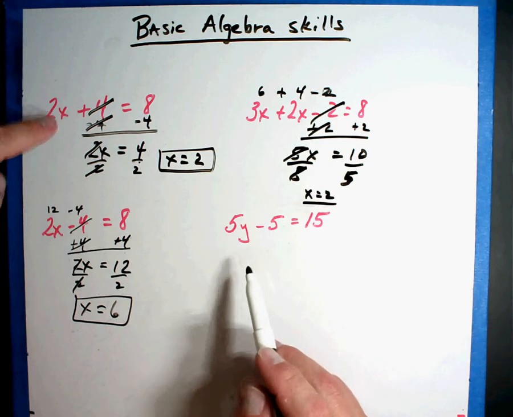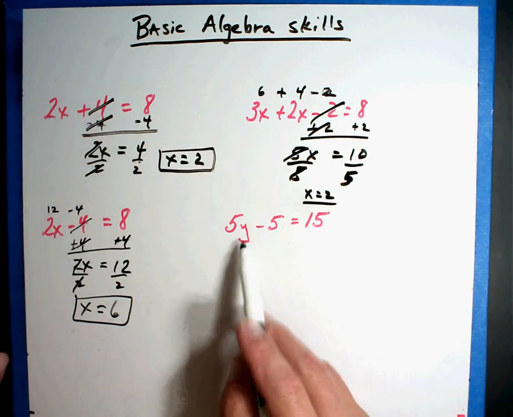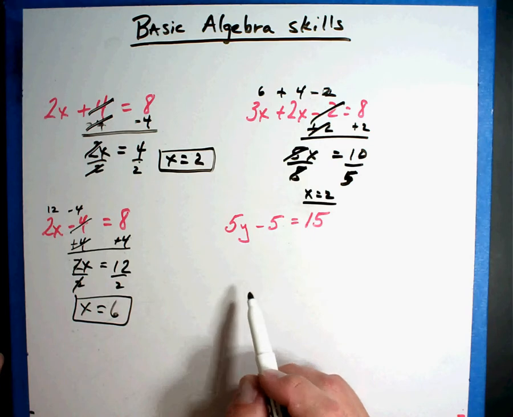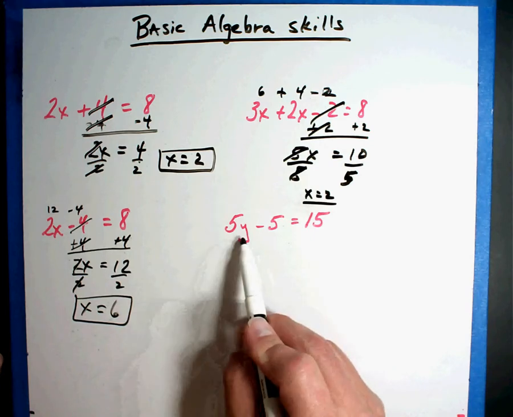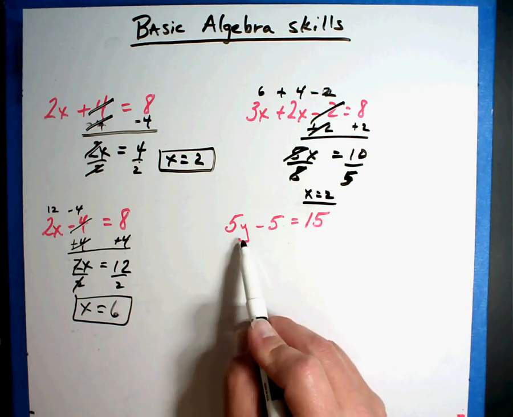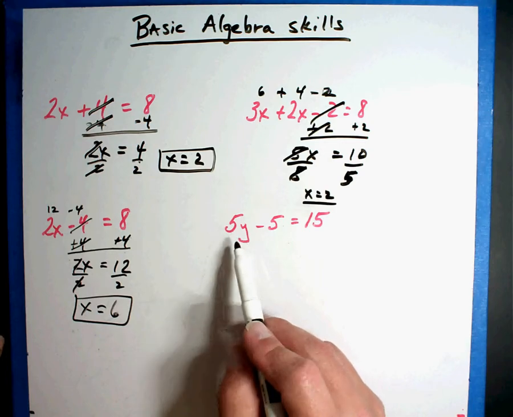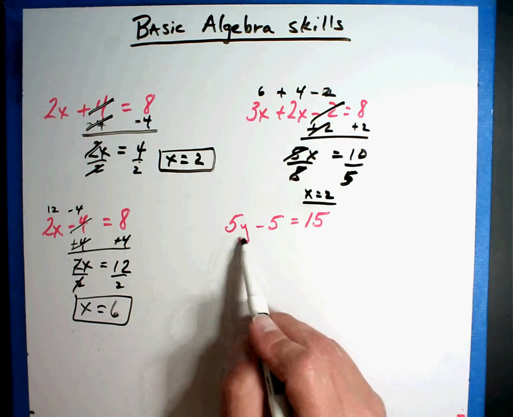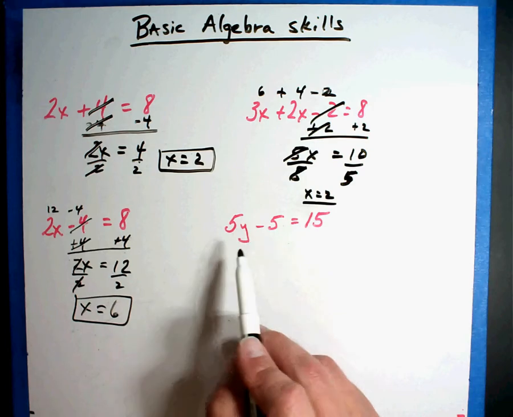This one has x, this one has x, this one has x, this one has y. Very important thing to teach you. Doesn't matter what letter it is. Doesn't always have to be x. You'll see sometimes they'll have a Q or an R or an L or some other letter. It's still unknown. You don't know what it is. You still do the same procedure.